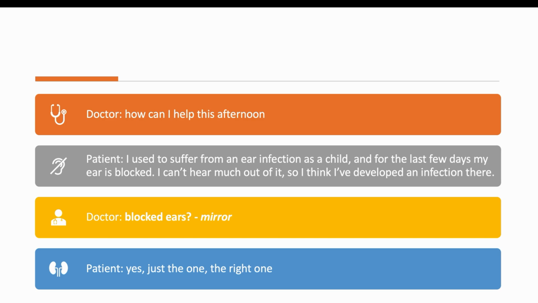Patient: Yes, just the one, the right one. I'll pause for a second. You can see from this example, the doctor mirrored a key word that he needed the patient to clarify, where exactly the patient felt there was an infection, and right on cue, the patient elaborated on it. This happens all the time. Let's look at another example.